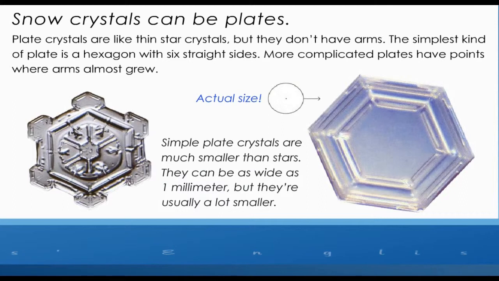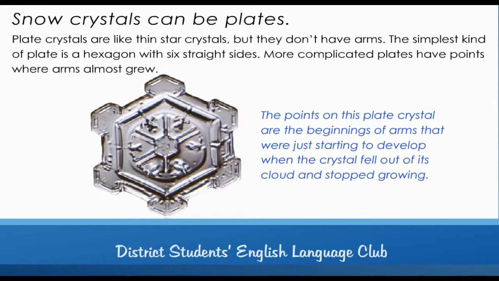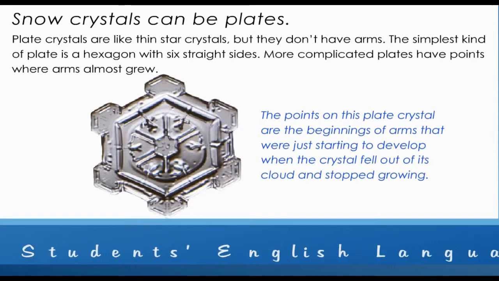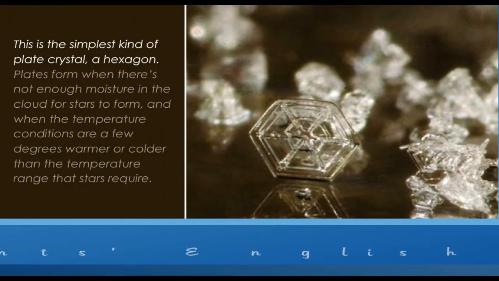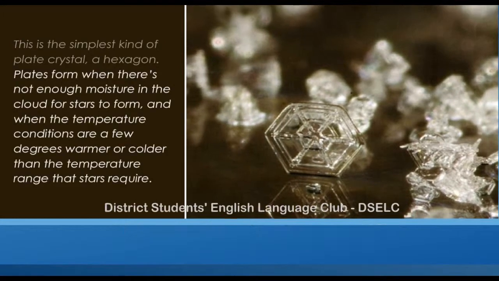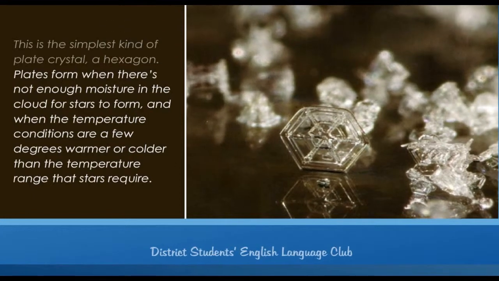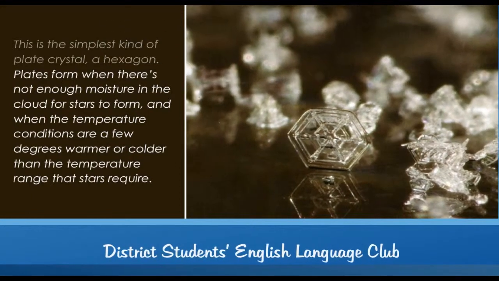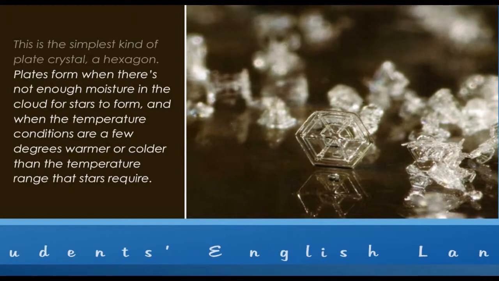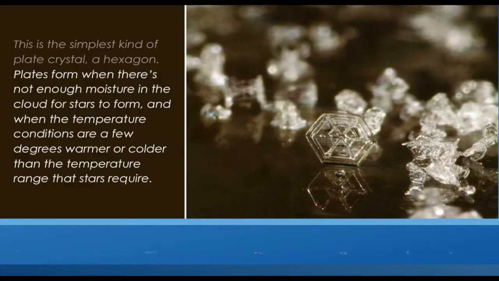Actual size. The points on this plate crystal are the beginnings of arms that were just starting to develop when the crystal fell out of its cloud and stopped growing. This is the simplest kind of plate crystal, a hexagon. Plates form when there's not enough moisture in the cloud for stars to form, and when the temperature conditions are a few degrees warmer or colder than the temperature range that stars require.